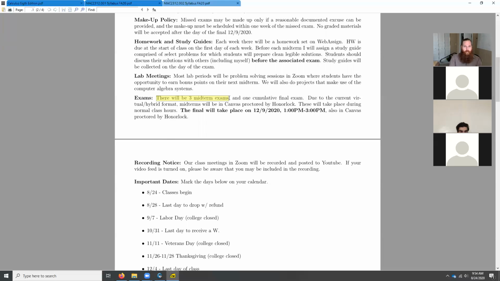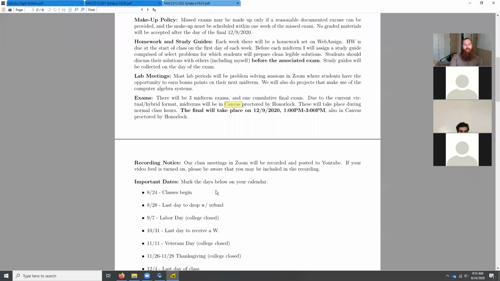Exams, they're going to be 3 midterms and 1 cumulative final. So 4 tests altogether, 3 regular midterms and then a final. The midterms are going to be in Canvas, and they're going to be proctored by HonorLock. So if you've taken a class with me since this COVID started, same thing. Otherwise, HonorLock is something you might want to play around with a little bit, and I'll post instructions on Canvas when we get close to the first test, explaining how to use HonorLock. But you need a webcam, you need Chrome, and you need to install the HonorLock Chrome extension.